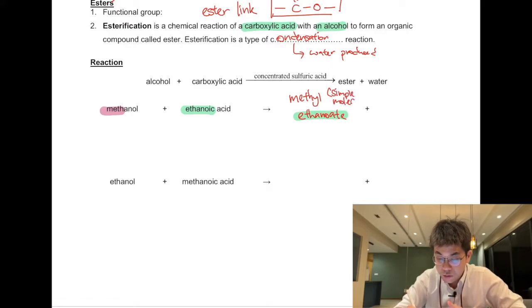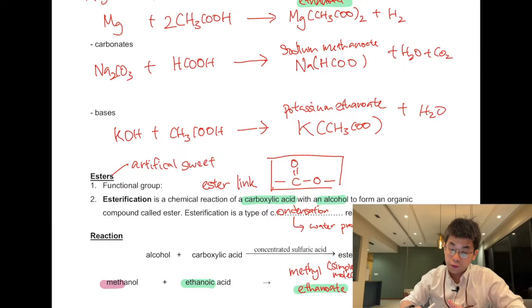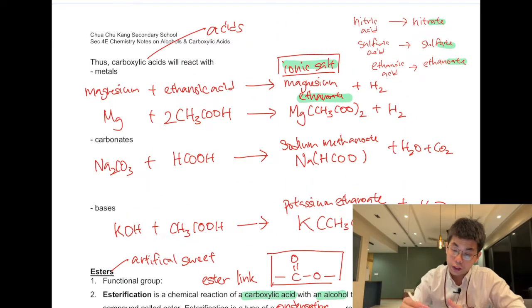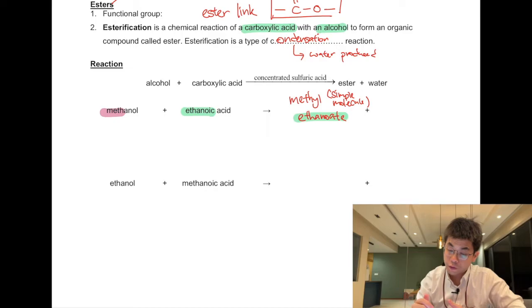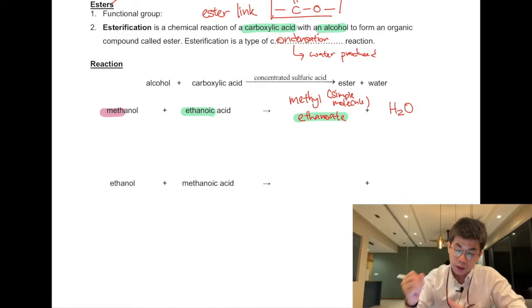It's very different from what we have written up here. Over here, the acid reactions form ionic salts. But when I form my methyl ethanoate, it's a simple molecule. Don't forget, water is being produced. So how does it look?